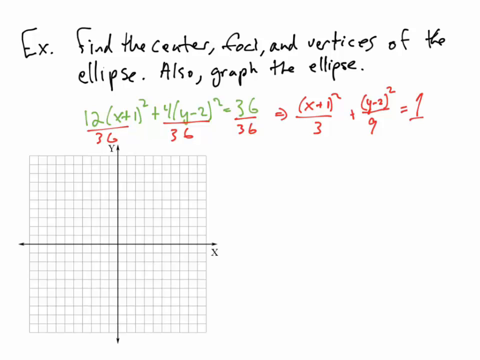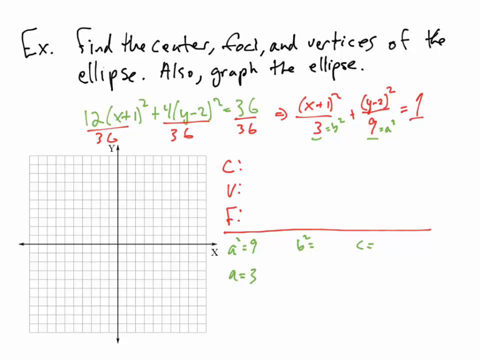Now that we're in standard form, we can go ahead and find the center, the vertices, and the foci. And before we do that, it's a good idea to identify the a value, the b value, and the c value. Now, when we're looking at each of these denominators, whichever denominator is greater is equal to a squared. So 9 is equal to a squared. So a squared is equal to 9. That tells us that a is equal to 3. 3 is equal to b squared. So b squared here is equal to 3. b must be the square root of 3.